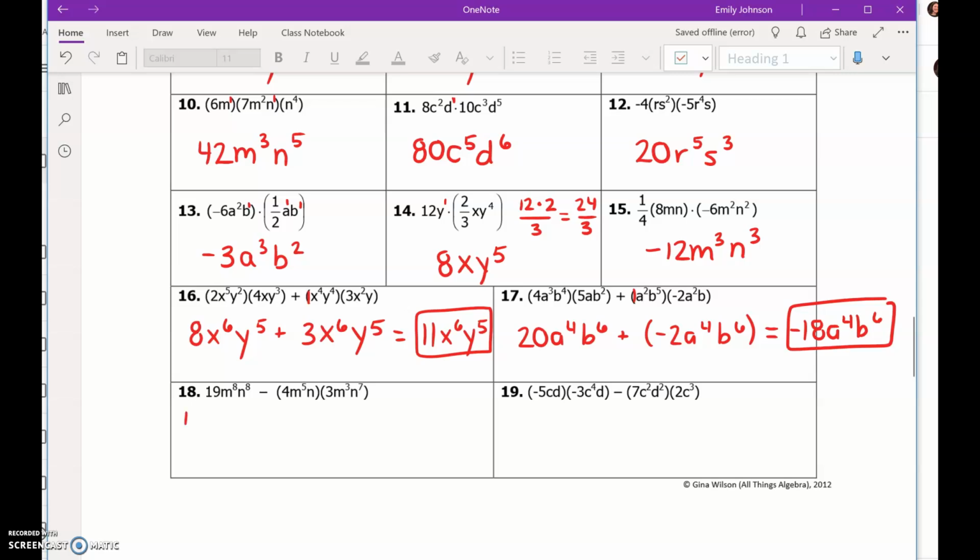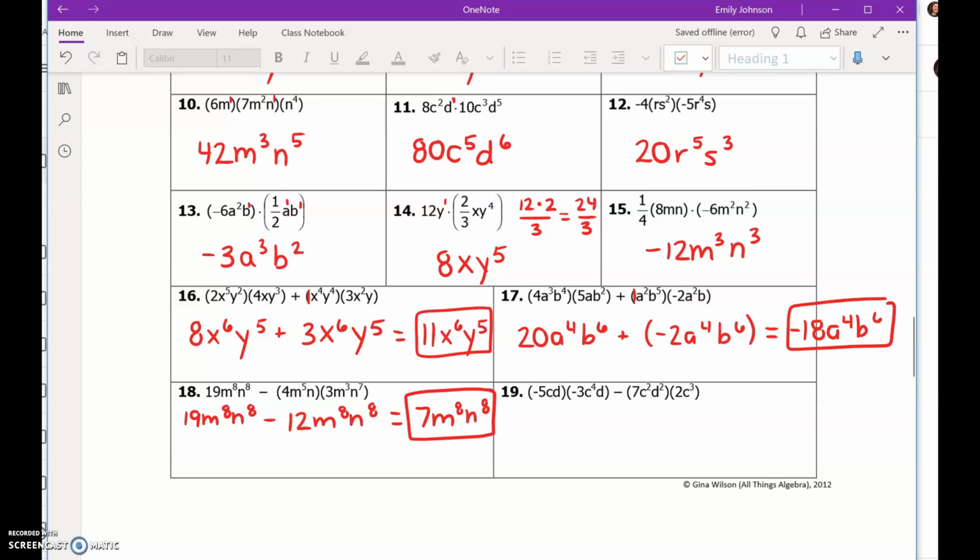Number 18, there's nothing to do here with the first term. It's already multiplied through, so we're just going to multiply. This 4 times 3 will give us 12, and we will add those exponents to get 8 for both of them. You notice again, coincidentally, the variables and exponents match, so subtract. 19 minus 12 is 7. Keep your variables the same.